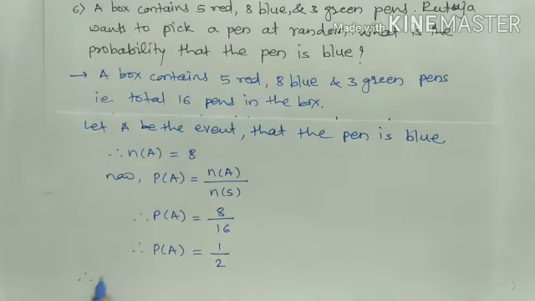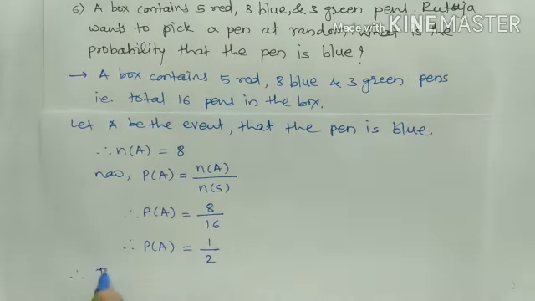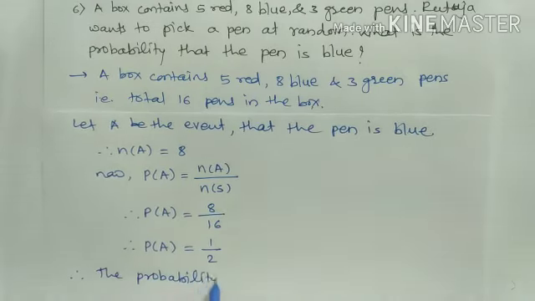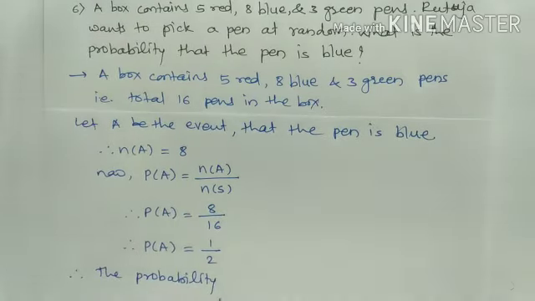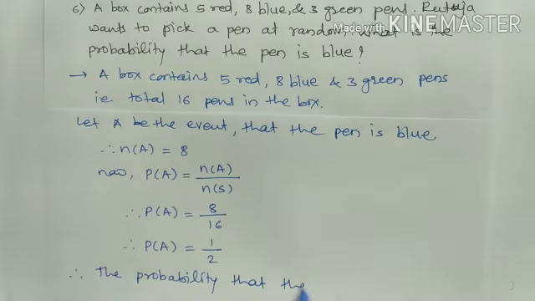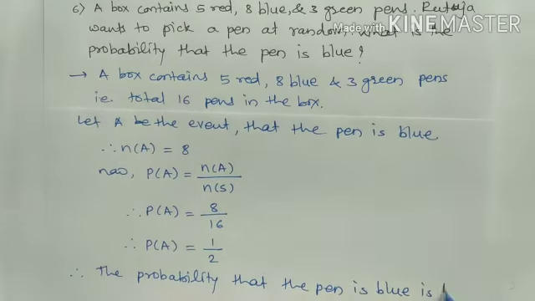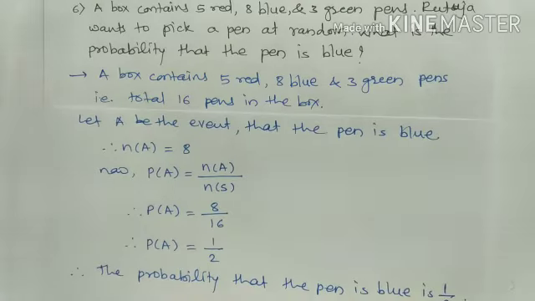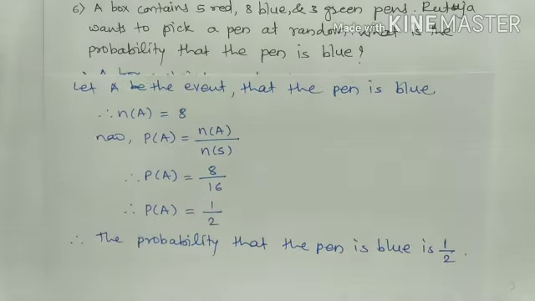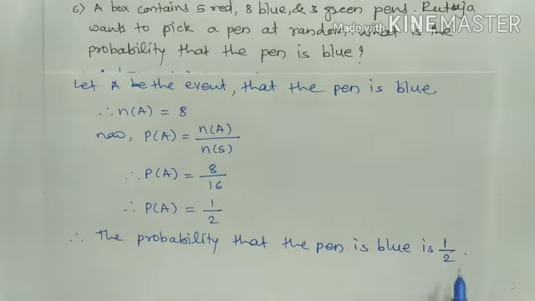And therefore here we write the answer, the probability that the pen is blue is 1 upon 2. म्हणजे दिलेल्या इव्हेंटची, आस्क्ड इव्हेंटची प्रोबॅबिलिटी किती आली, 1/2.